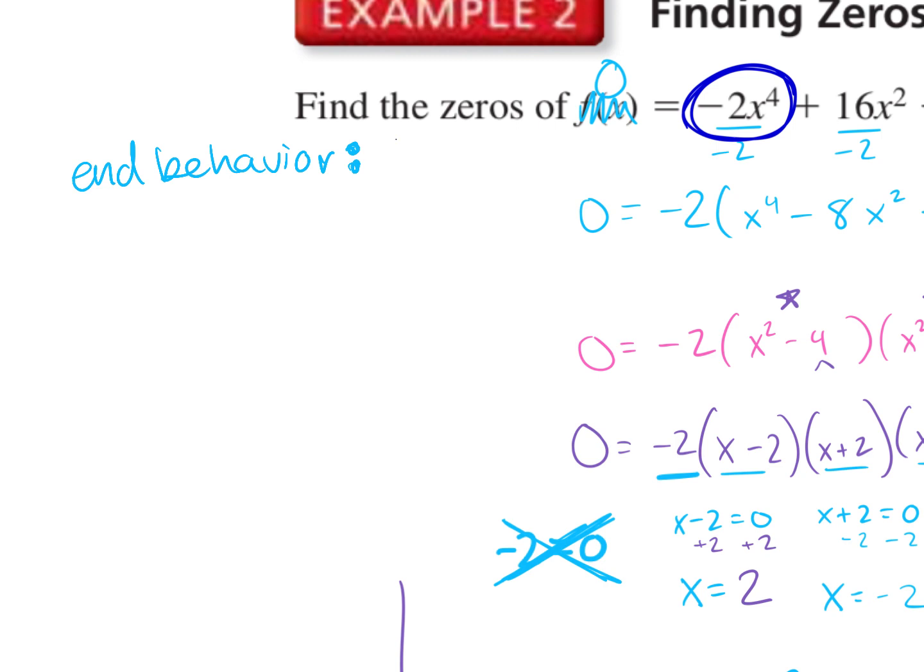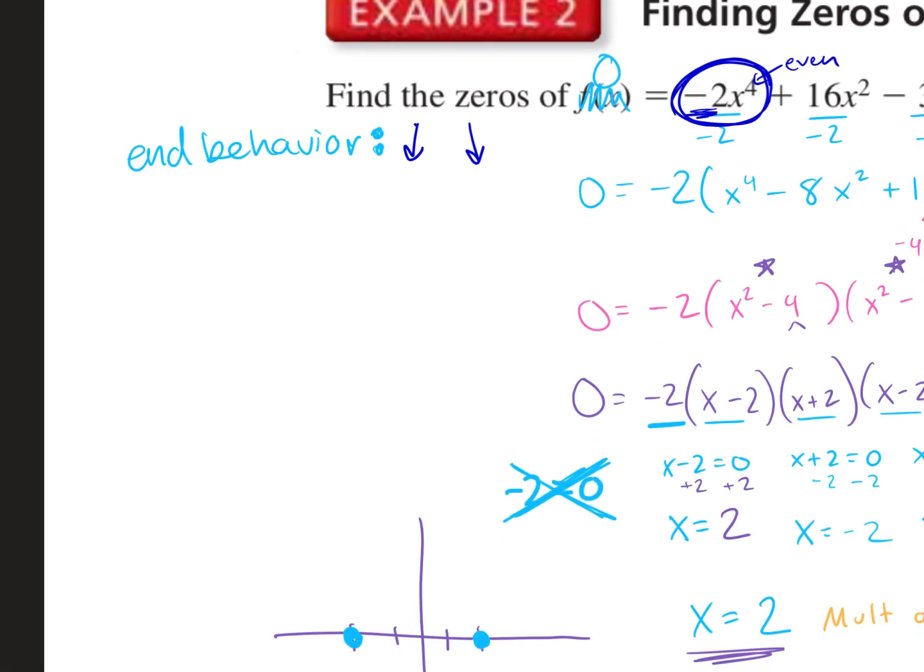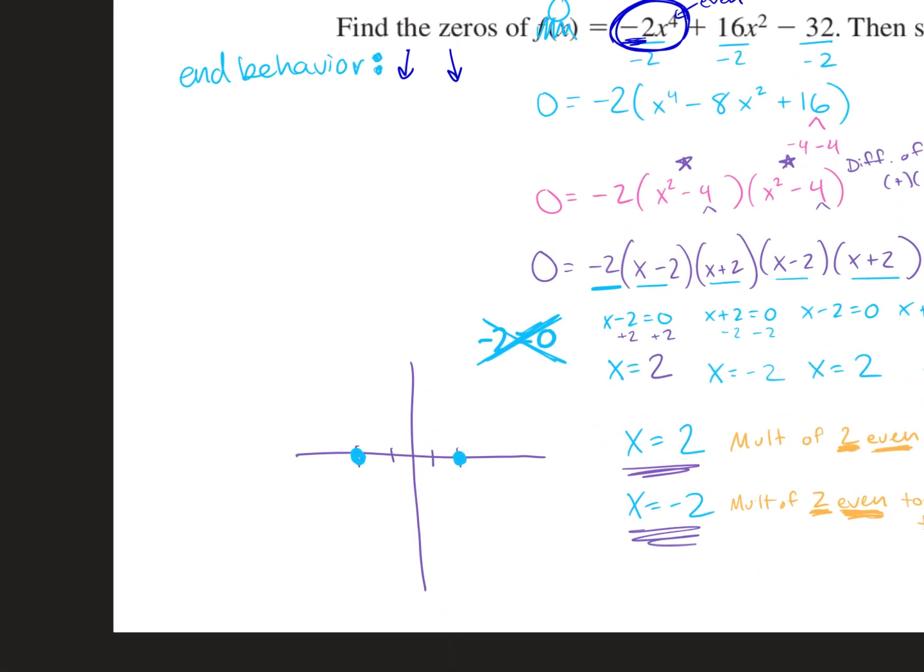Both arrows? So it's negative, so the right arrow we know goes down. And is 4 even or odd? Even. So do they go in the same direction or opposite directions? Same direction. So they go down and down. So at my 2 points, at the point farthest to the left and at the point farthest to the right, they go down and down.